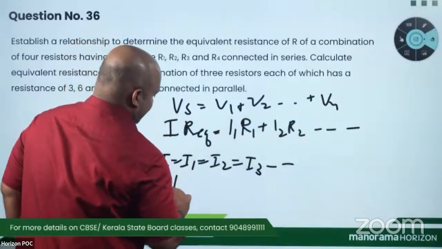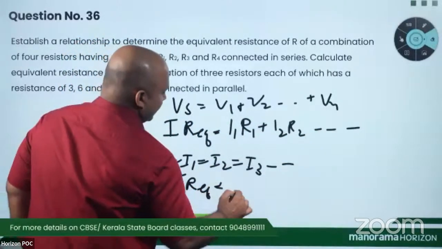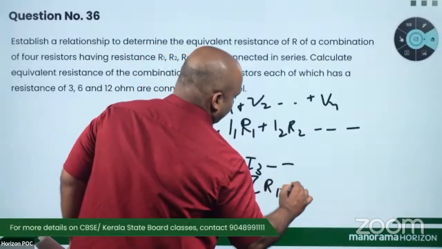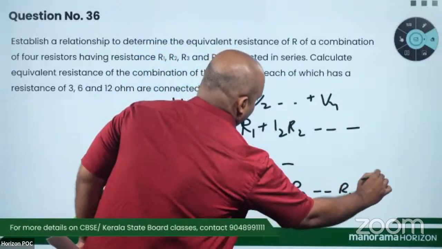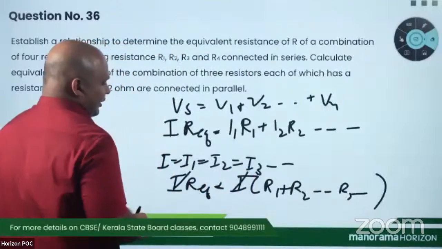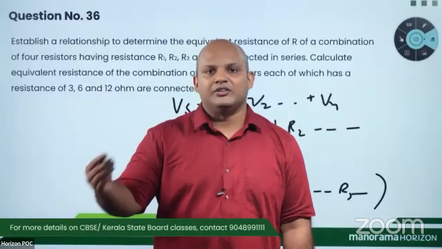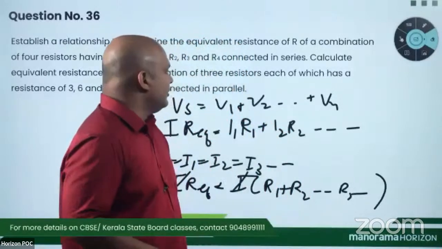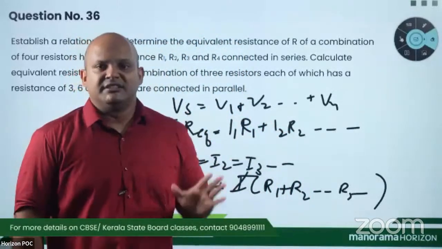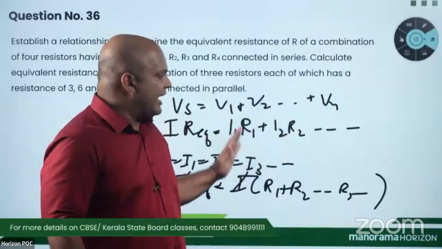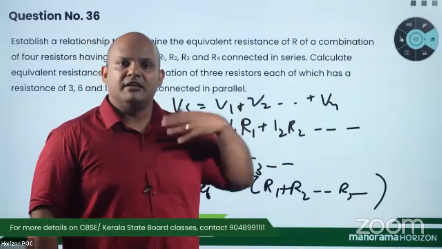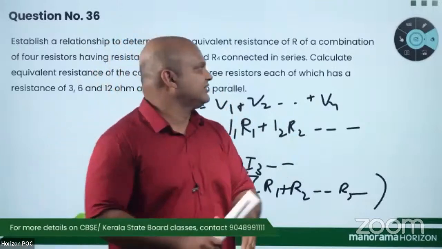So I can say that I times R equivalent is equal to I bracket R1 plus R2, R3 and so on. Cancel these out. You get R equivalent is equal to the sum of R1, R2, R3 and so on. So in this particular case, if the resistances are all in series, we simply add up the individual resistances. That gives us the total resistance.